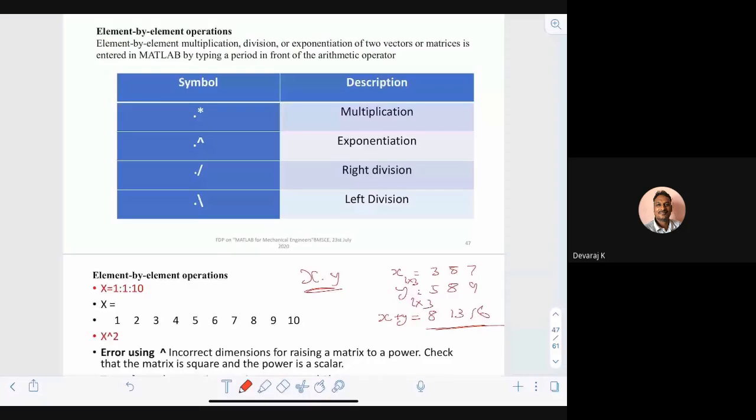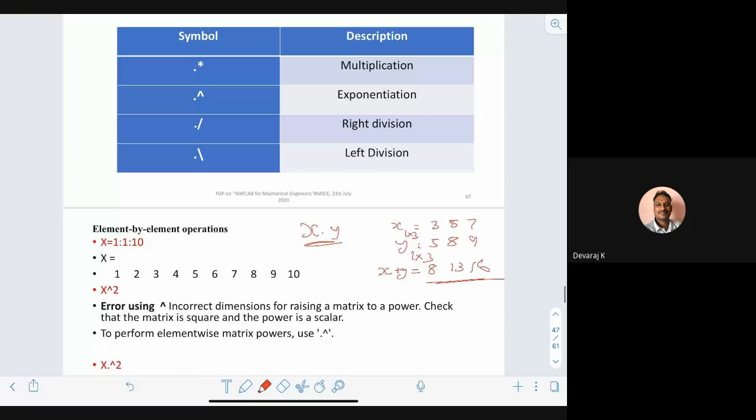But if I want to take corresponding terms to be multiplied or divided or taken power, and when I say divided, it could be right division or left division, you need to be very careful. Element by element operation, you need to apply. Therefore, there's a dot operator you can see in all these examples. Whenever multiplication, exponentiation, and division are there, dot operators are present.